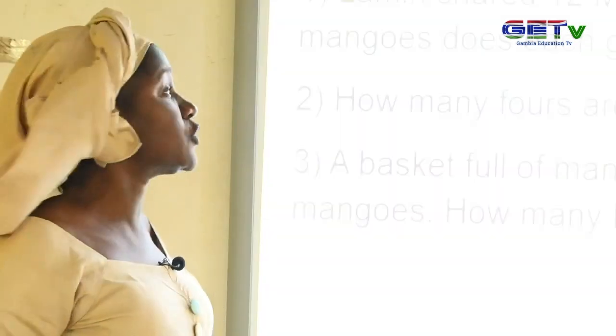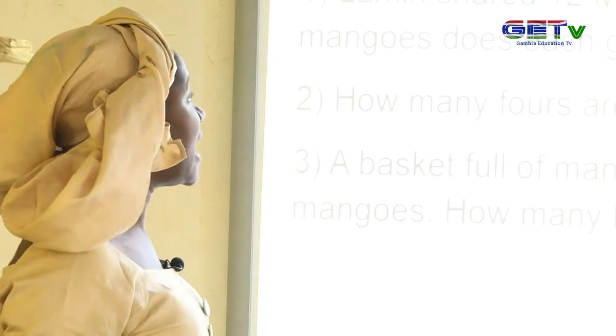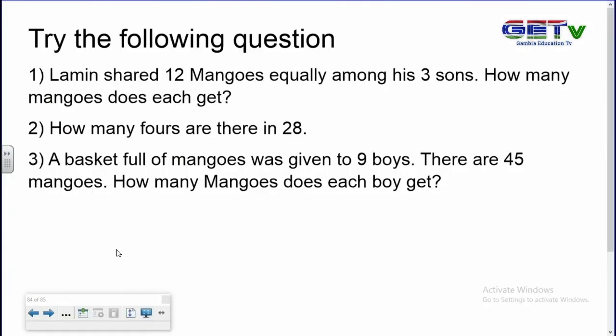That brings us to the end of this lesson. Try the following questions. Question 1 reads, Lamin shared 12 mangoes equally among his 3 sons. How many mangoes does each get?